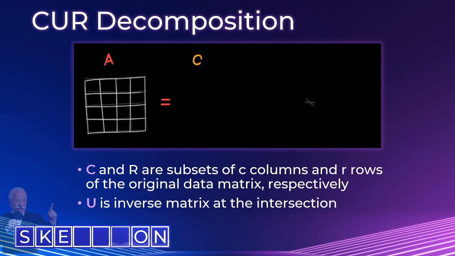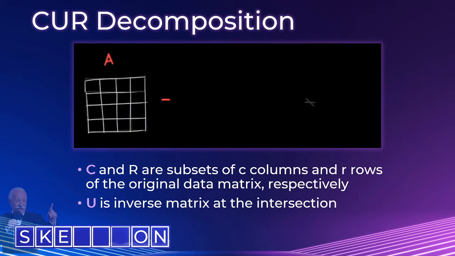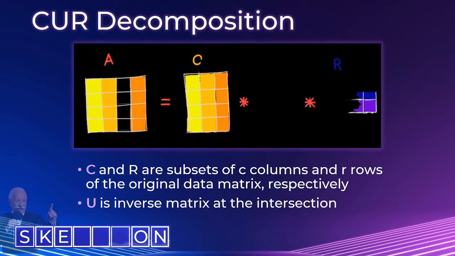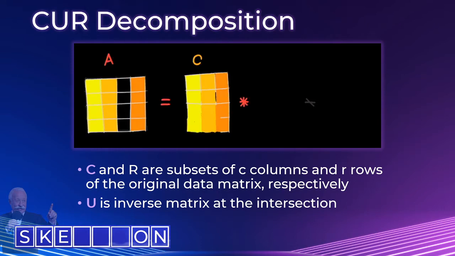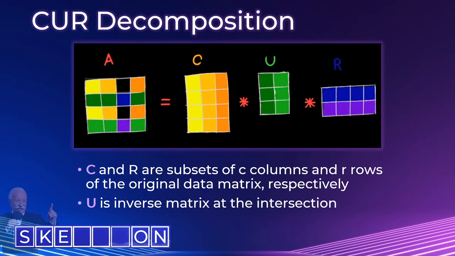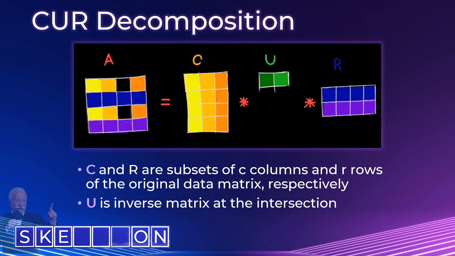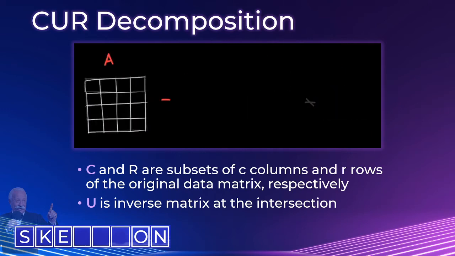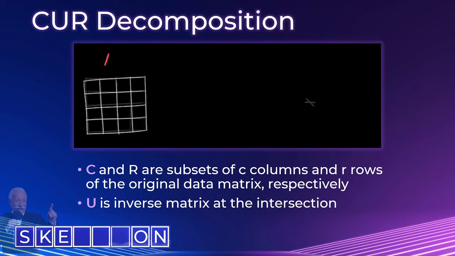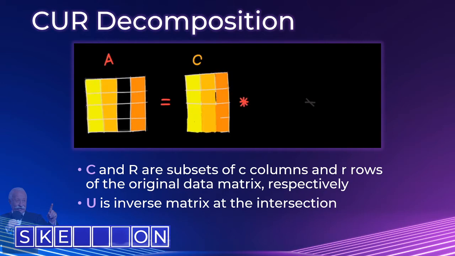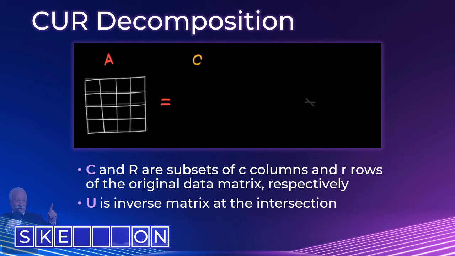CUR is divided into three matrices, C, U, and R. C and R are subsets of C columns and R rows of the original data matrix, respectively. U is the inverse matrix at the intersection. The other name of this decomposition is rarely used in articles, so we at first didn't notice what this decomposition is. This decomposition has been a popular method due to its high interpretability. This is because the decomposed matrices represent the initial matrix, but without excess data.